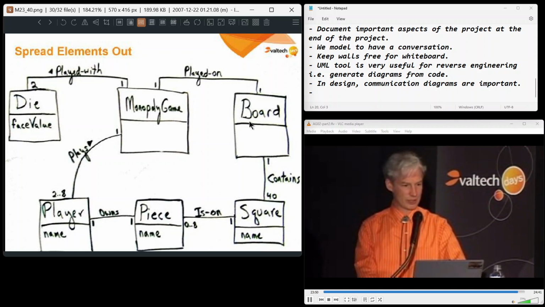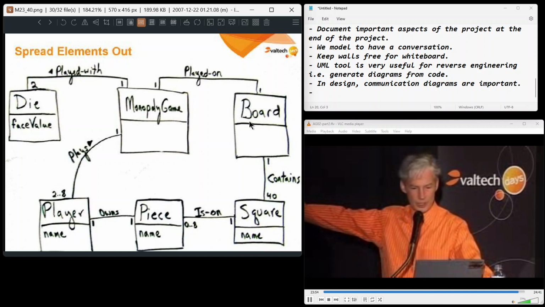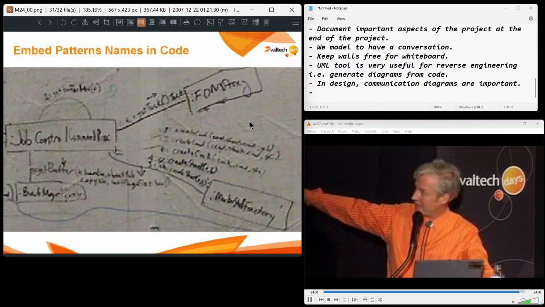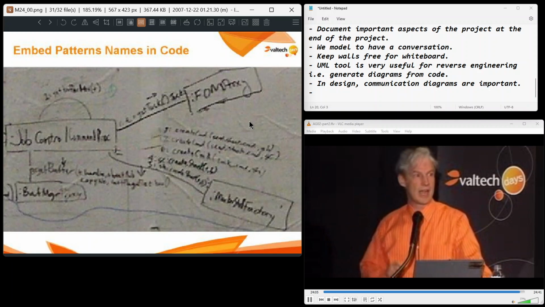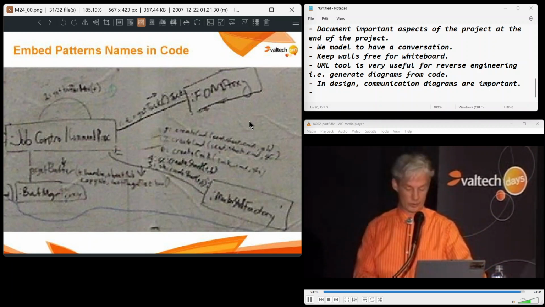A couple of these things are pretty small. Small point, you can't see this too well, but there's defined patterns like proxy, factory, command, processor, and this team is embedding those design pattern names in their code, essentially. And that's a good practice, because then when you read the code, you can see what design patterns are being used.